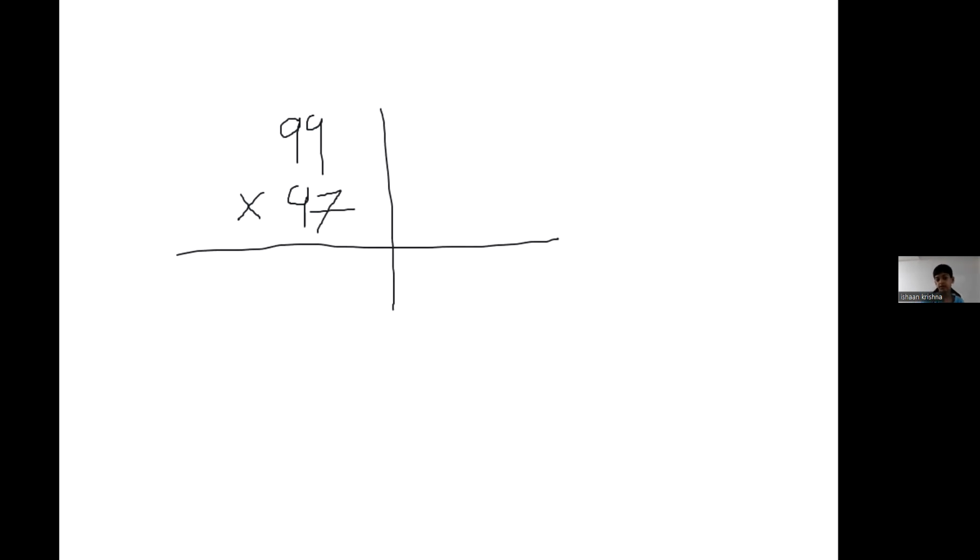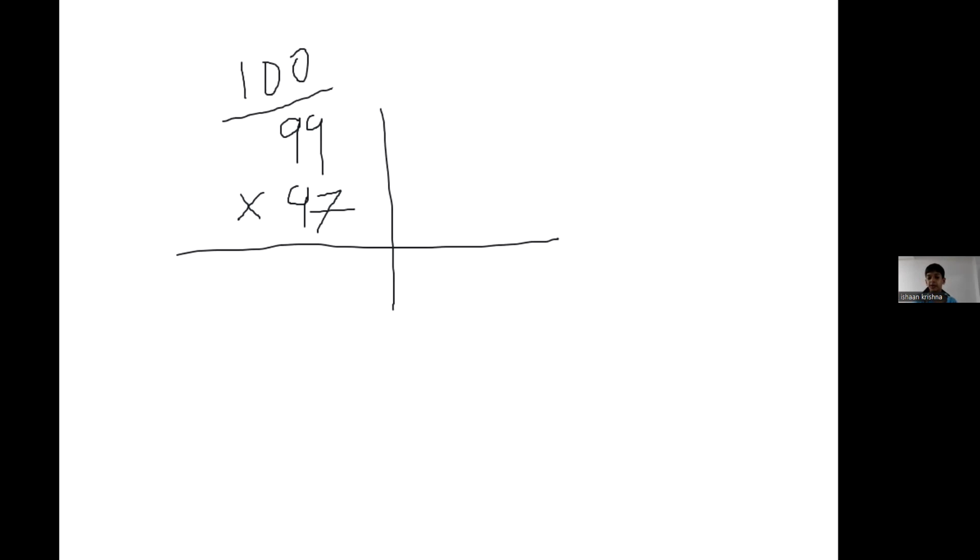So our first step is to draw two lines, and now we have to figure out our base number. Base numbers are numbers like 100, 1,000, million, billion, trillion, quadrillion, and so on. So here, because we have two digits, our base number is 100. These two digits represent the zeros, and then we add in one to the left of it.